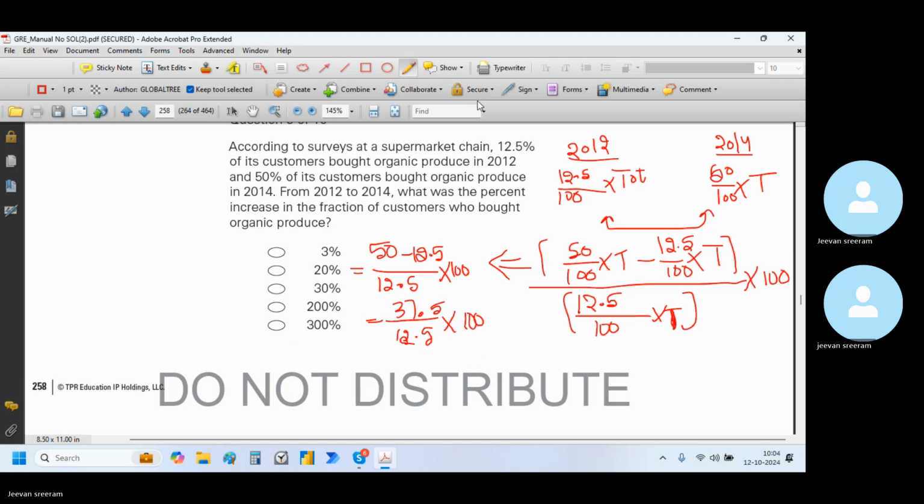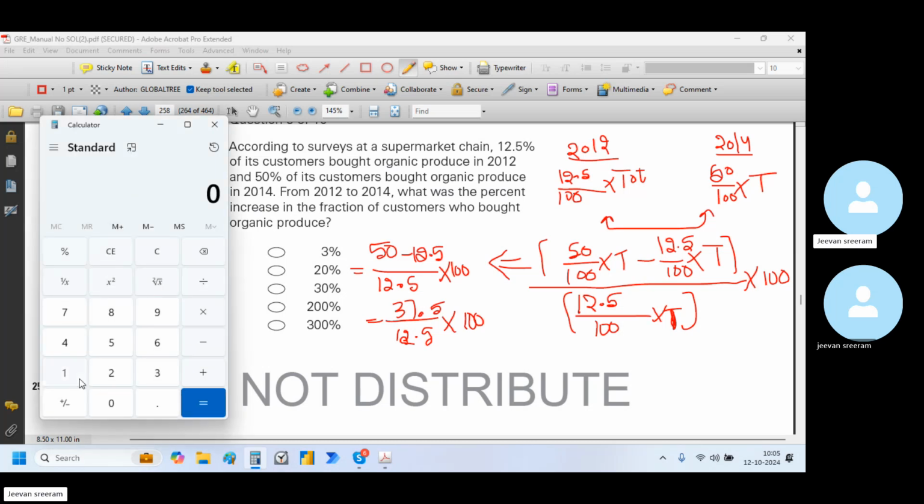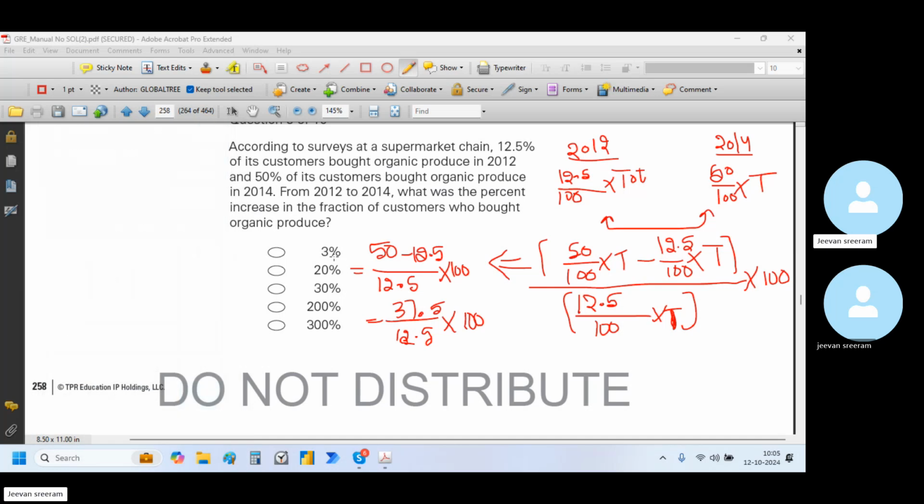3 times, no? 12.5 into 3 is 37.5. So that's actually a 300% increase. Right? Clear? Yep.